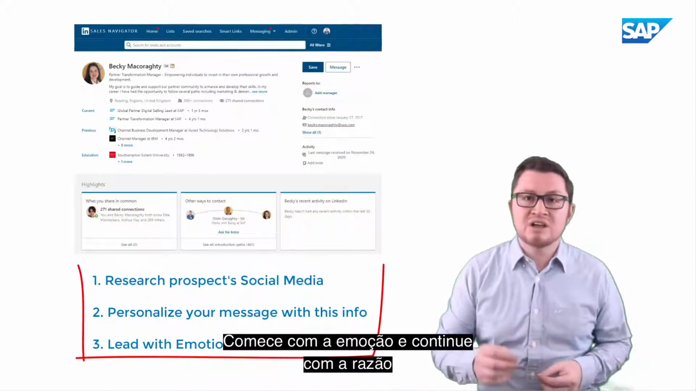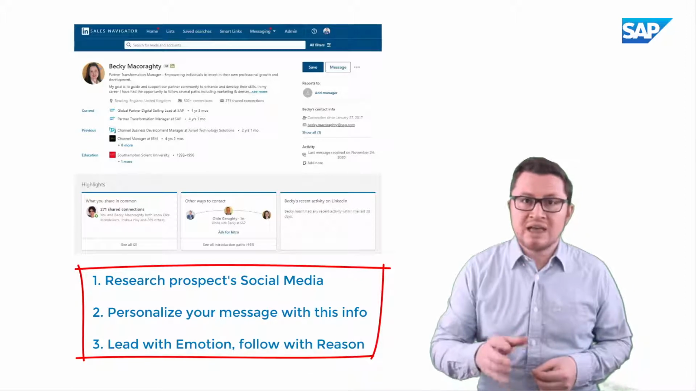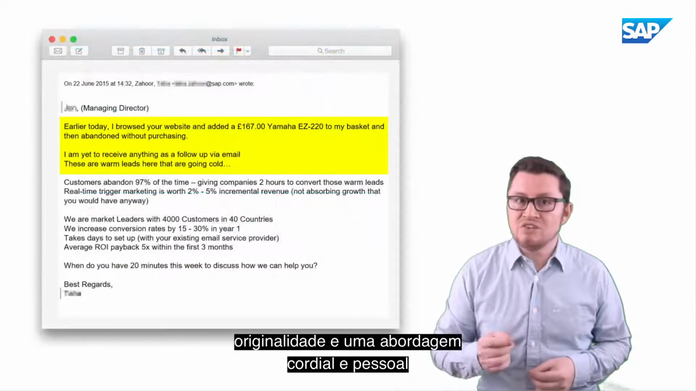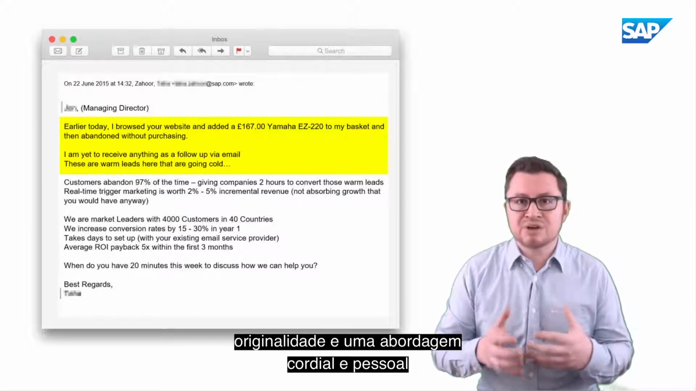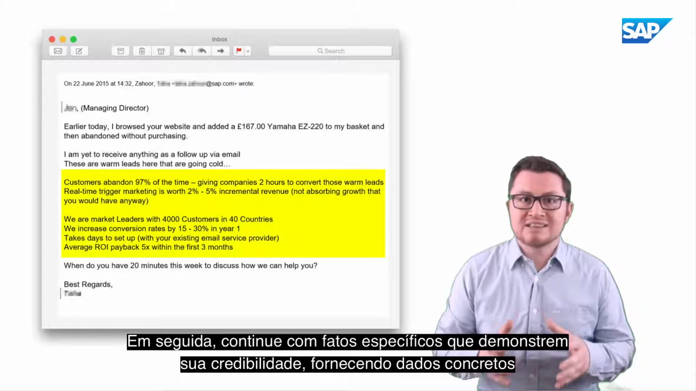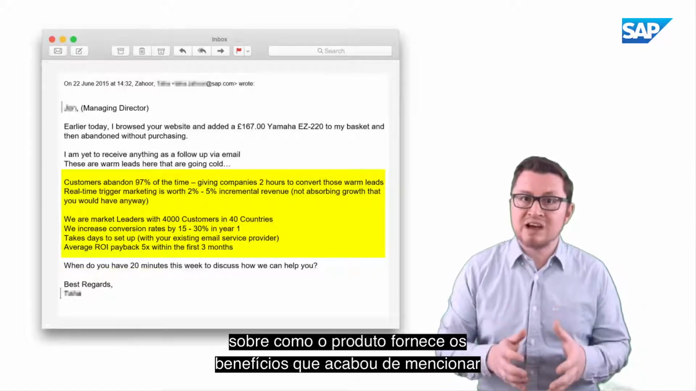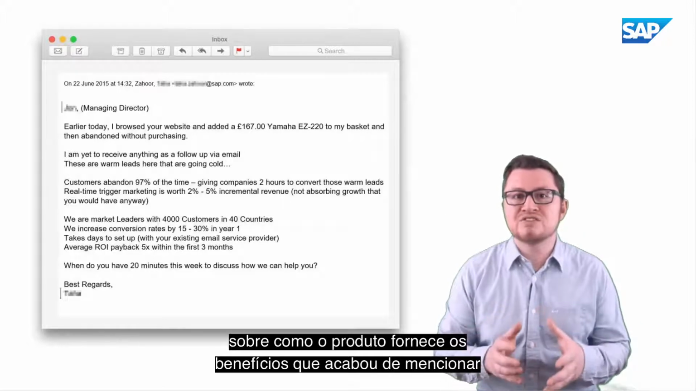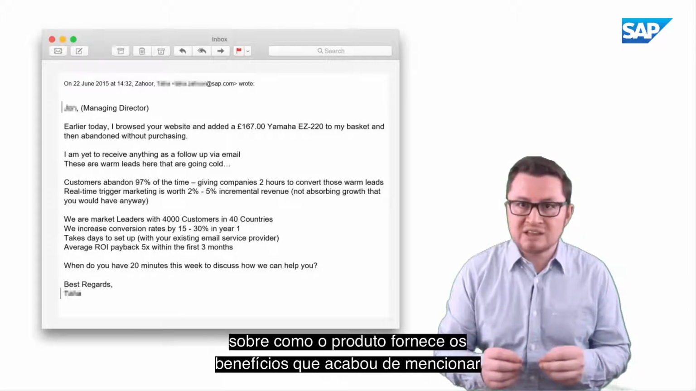Lead with emotion and follow with reason. Gain the audience's attention with honesty, novelty, and a warm personal approach. Then follow with the specific facts that establish your credibility by providing succinct information about how the product or service delivers that specific benefit that you just mentioned.